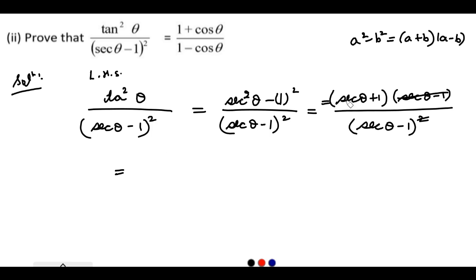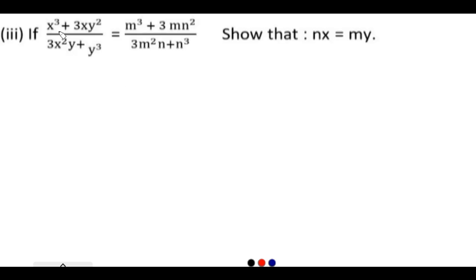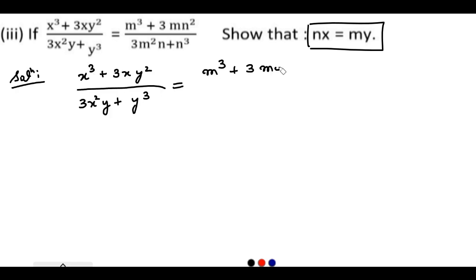Now we are substituting sec theta is equal to 1 upon cos theta. That is the right hand side. Next question. If (x cube plus 3xy square) upon (3x square plus y cube) is equal to this, then show that nx is equal to my.